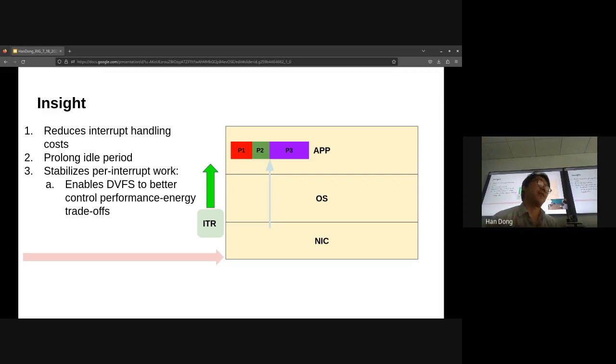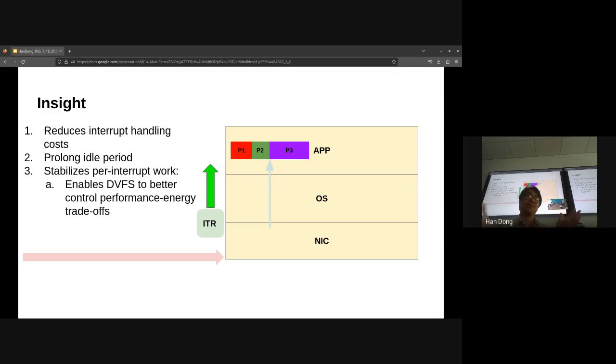Depending on the workload itself, it might consume a lot of CPU cycles. Another thing is that by arbitrarily delaying stuff, you can prolong the idle period. Like I mentioned before, when the computer is idling, it's consuming energy, but at a lower rate. And then the last thing is that by being more predictable in terms of the amount of packet data to let the application process, you are able to stabilize how much work the application has to process, right?